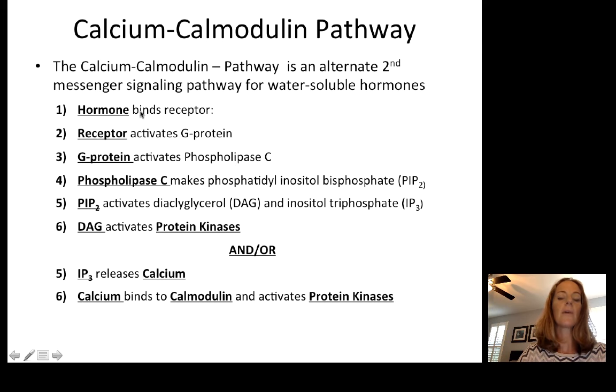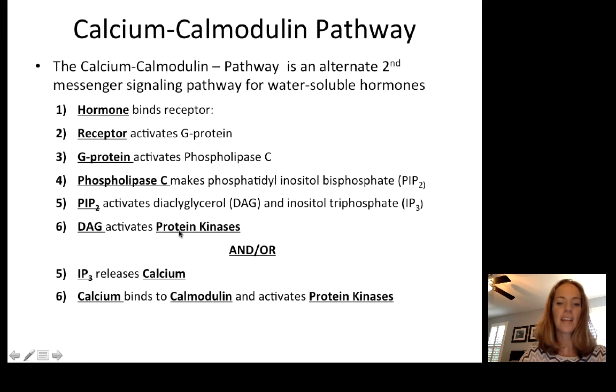So same idea, hormone binds to the receptor, activates a G protein, the G protein then instead of adenylate cyclase will activate something called phospholipase C. That makes something called PIP2 and diacylglycerol or DAG. It will also make IP3, inositol triphosphate. Don't be intimidated by these words. PIP2, DAG, and IP3 are just downstream molecules that activate protein kinases and make changes inside the cell.